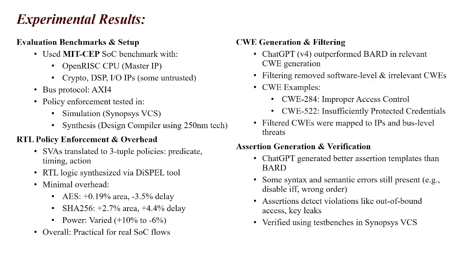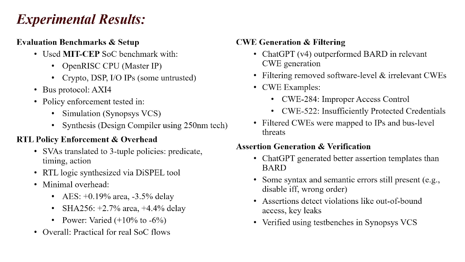Now let us look at how the LLMs outperformed. So ChatGPT outperformed BARD in generating relevant CWE matches. BARD sometimes included too many software-centric CWEs which were filtered out later. A few key CWE examples that emerged were CWE 284, which is improper access control, and CWE 522, which is insufficiently protected credentials.